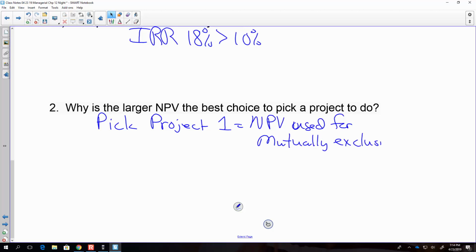So when you have competing projects, use net present value. It gives the company the greatest amount of wealth. And that's why we use net present value.